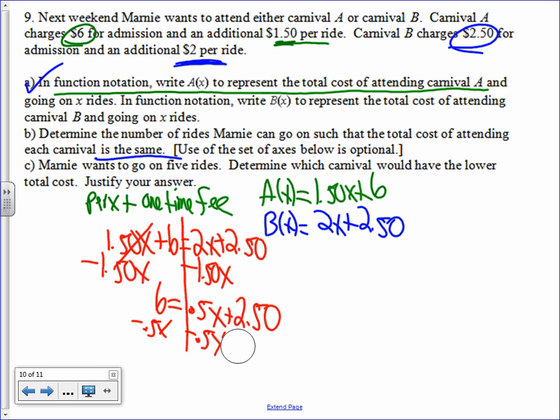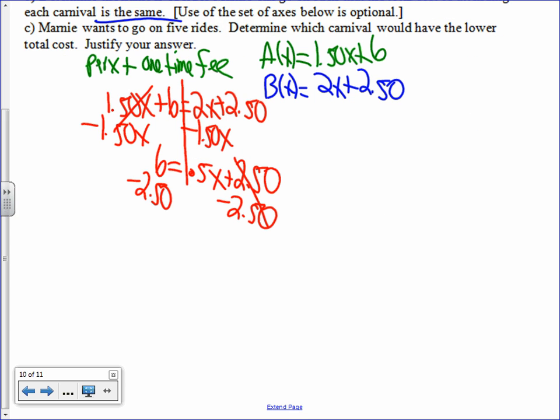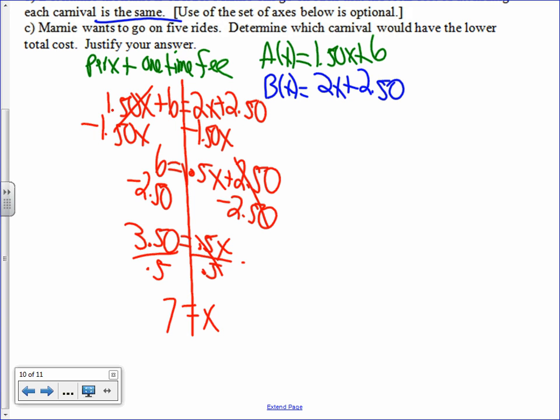I subtract 2.50 from both sides. I get 3.50 equals 0.5x. From here, I divide by 0.5. And I get x equals 7. That's part B.